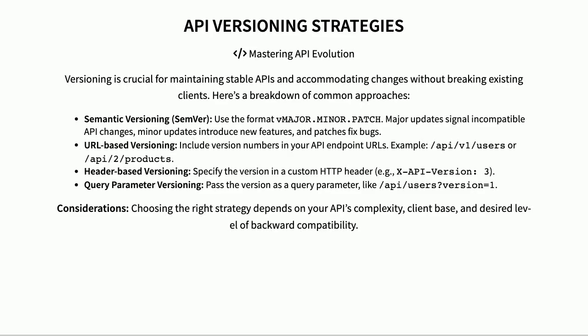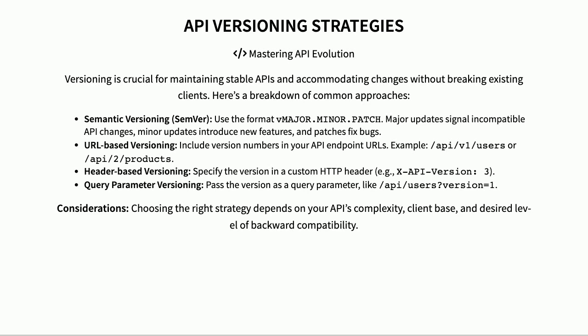Okay, let's talk about versioning. It's absolutely vital when building APIs. Think of it as a roadmap for how your API evolves over time. A really popular approach is semantic versioning, which uses a simple format like 1.0.3. Major updates mean big changes that existing code might need to adapt to.